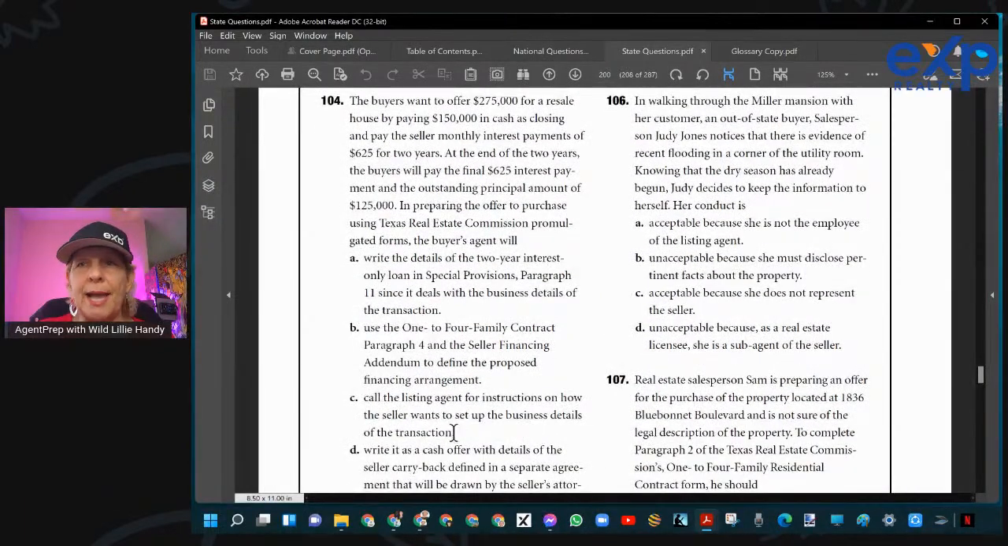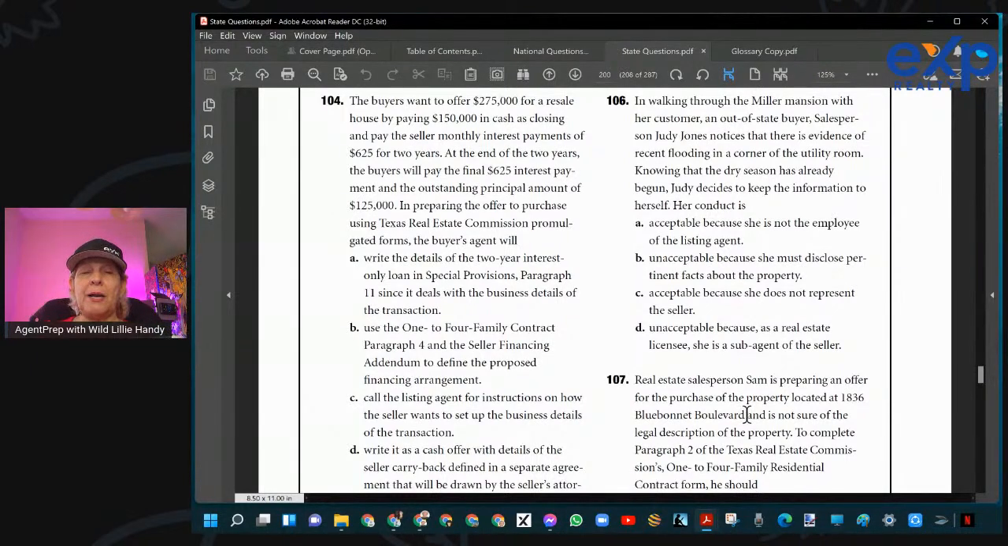So remember, when we have documents or contracts promulgated by TREC that are available, okay, we will use those instead of writing something in the contract in special provisions. Because whatever we write in special provisions, number 11, that's because we're instructed by our client to write it in there. But if there are forms that exist that we can use, then we don't use that.